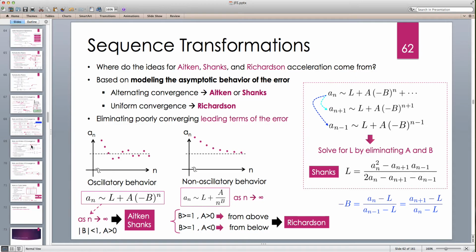And then we also discussed where the idea of the Aitken and Richardson in general come from. And the idea was that we can model the behavior of the error as these sequences or the partial sums approach the limit.